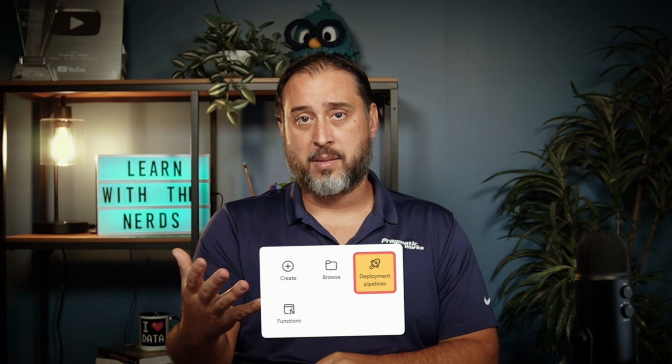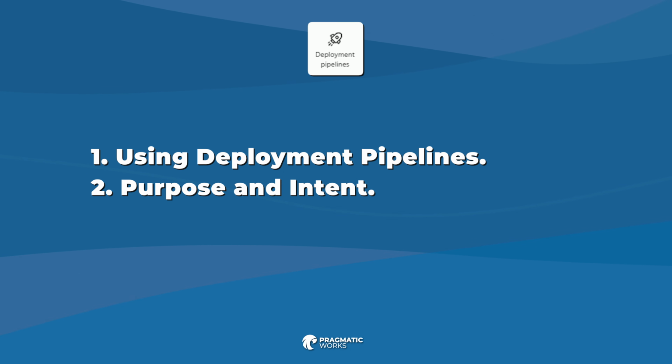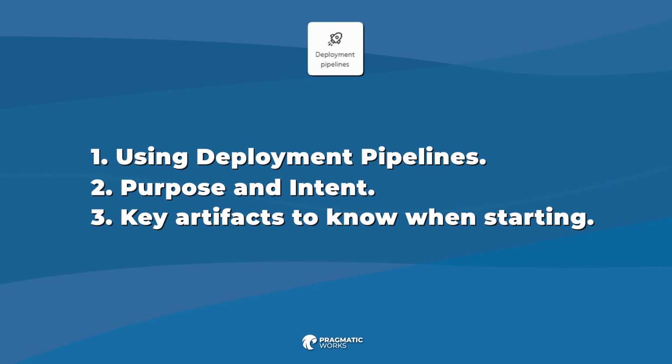And the built-in option natively available to you within Fabric is going to be deployment pipelines. But we're going to take a very introductory perspective: how can I leverage deployment pipelines? What's its purpose and intention? And a couple of immediate artifacts that you need to be aware of as you start into this process. Of course, once you start implementing this for your organization, it's going to evolve. You're going to become more elegant with this.